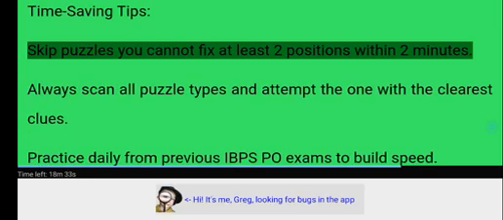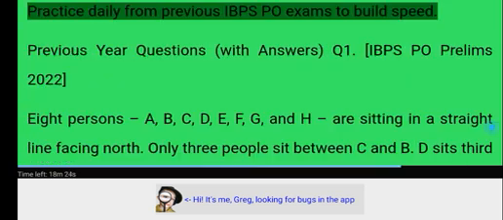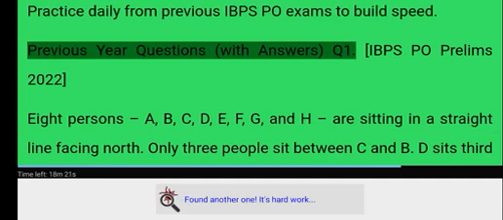Time-saving tips. Skip puzzles you cannot fix at least 2 positions within 2 minutes. Always scan all puzzle types and attempt the one with the clearest clues. Practice daily from previous IBPS PO exams to build speed. Previous year questions with answers. Q1.